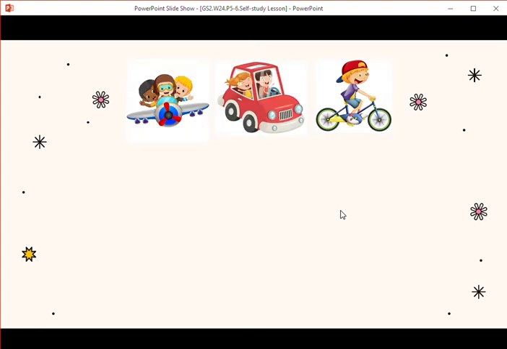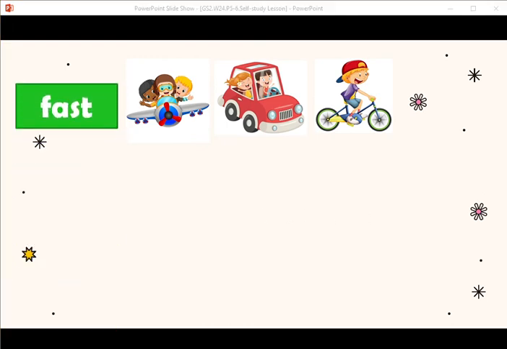Look at the picture. I have three things here. There is a plane, a car, and a bike. Now, I have the word fast again. Can you make a superlative sentence with fast for me, please? Great! The sentence is, the plane is the fastest.